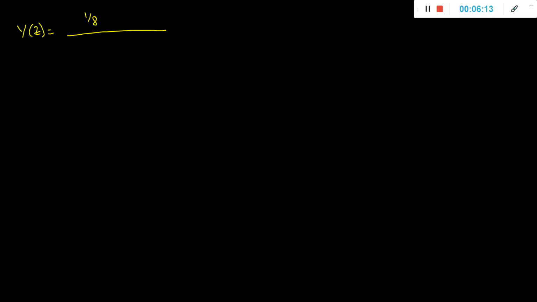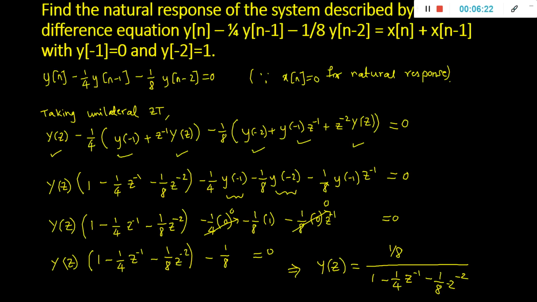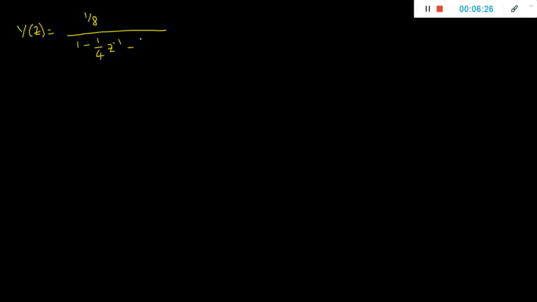So we have 1 minus 1 by 4 z to the power minus 1 minus, if you go back, yes, minus 1 by 8 times z raised to minus 2. So this can be solved using a partial fraction expansion method. I'm going to first of all factorize the denominator.